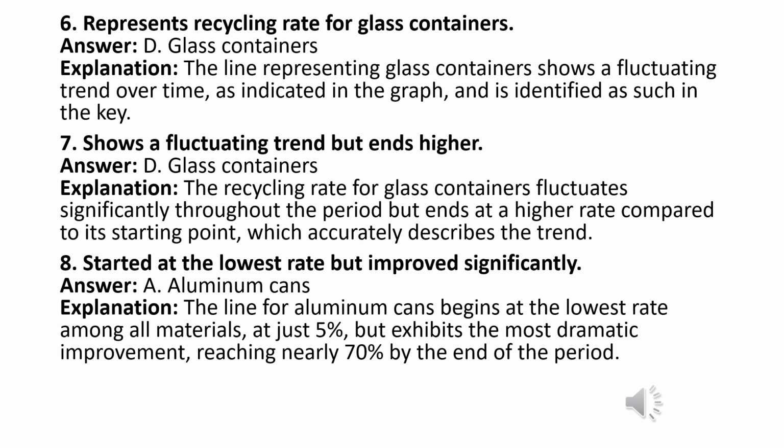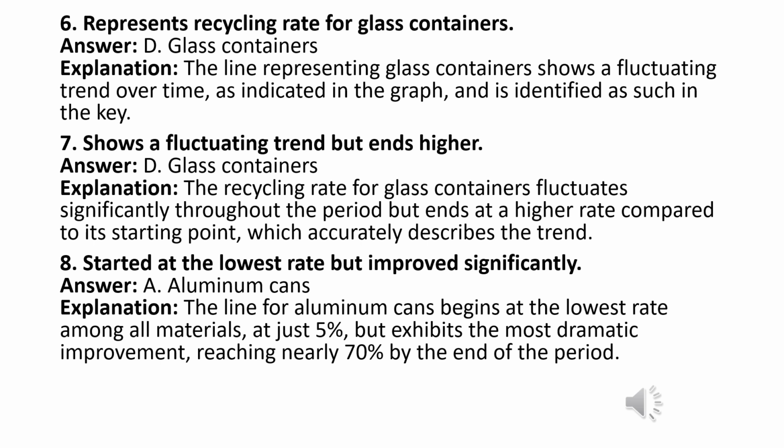Here is the corrected set of answers and explanations. Question 6 represents the recycling rate for glass containers. Answer: D. Glass containers. Explanation: the line representing glass containers shows a fluctuating trend over time, as indicated in the graph, and is identified as such in the key.